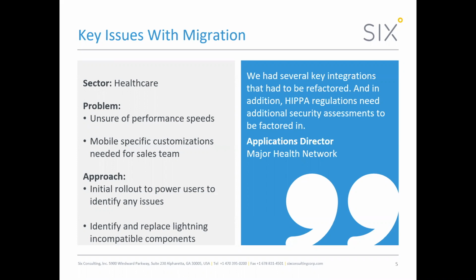So the problem they were facing, they were unsure of performance speeds. They didn't want to take a hit to that. And there were mobile-specific customizations that were needed for their sales teams. And the approach that we took with them, at a very high level, we did an initial rollout to empower their users to identify any issues that they would come into. And we also identified and replaced Lightning-incompatible components for them to help them get over that migration hump.